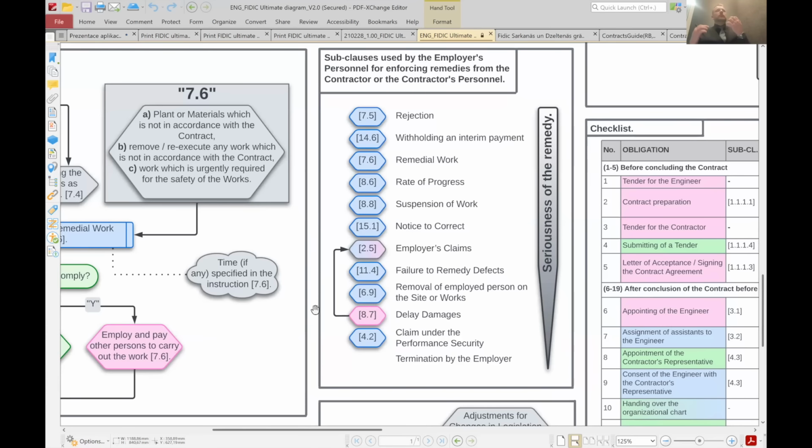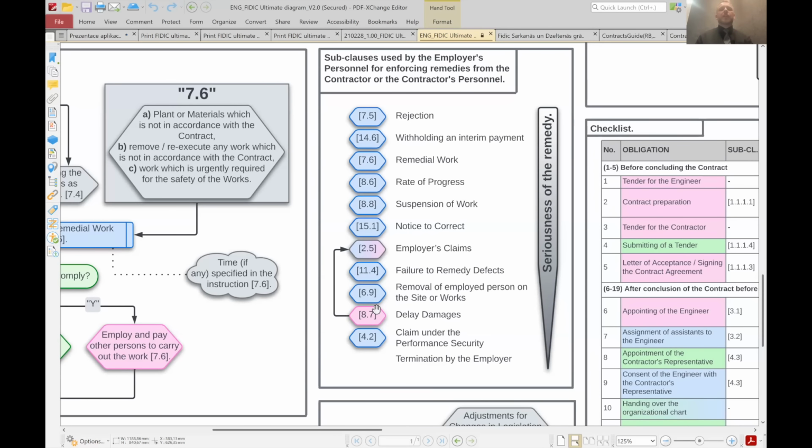So again, these are some kind of harsh remedies, but it is possible to use these procedures. Employer claims, when the employer is claiming some possible cost against the contractor. Failure to remedy, so that means when the contractor didn't make something right on the construction project, and you as an employer called a third party to correct his mistakes, and you're claiming the cost of the third party from the contractor. Again, quite a harsh remedy, but it is possible to use it as well.